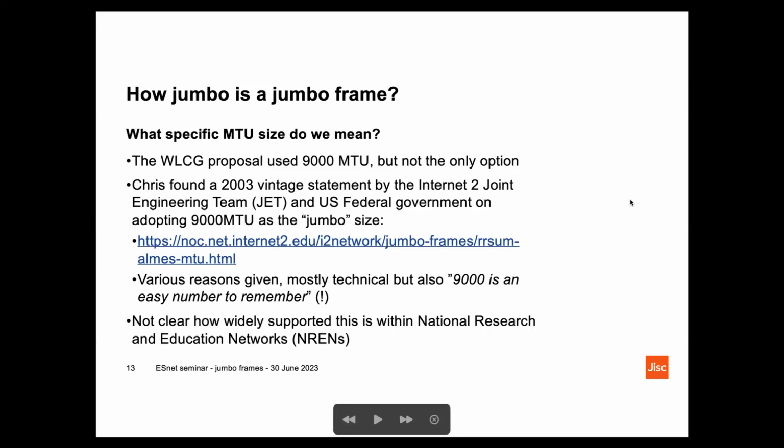The interesting question, though, is how widely supported is this MTU size within the NRENs, within Internet2, ESnet, and so on? I don't know. Within Europe, I'm also not sure. I've said that Janet supports it to an extent. Some other NRENs we speak to do, but there are clearly some that don't. So having some data on who supports it would be very interesting. I'm not sure that's widely known at the moment.